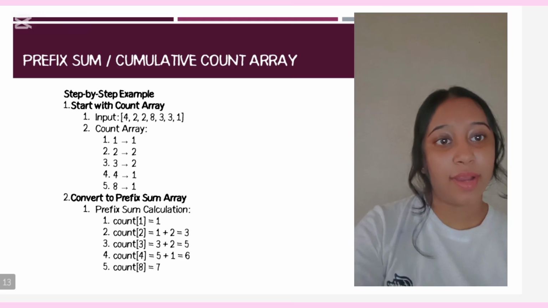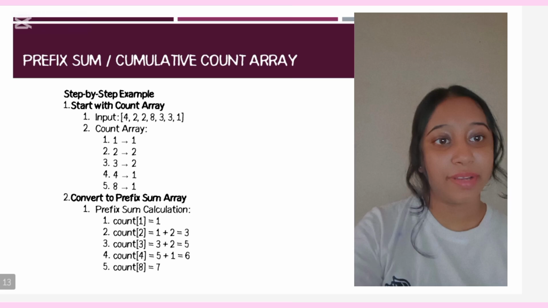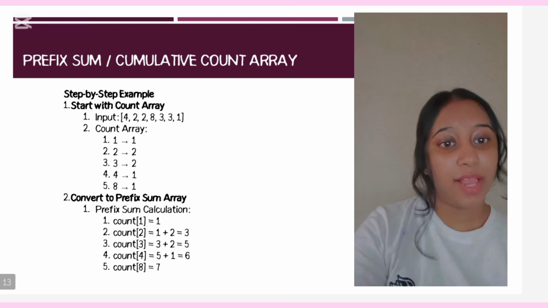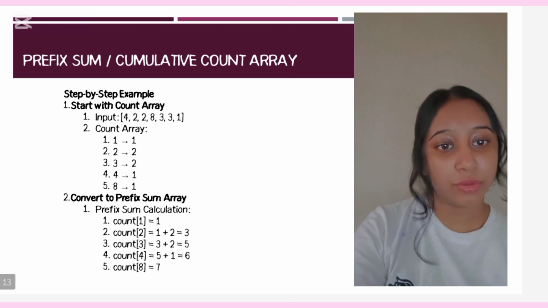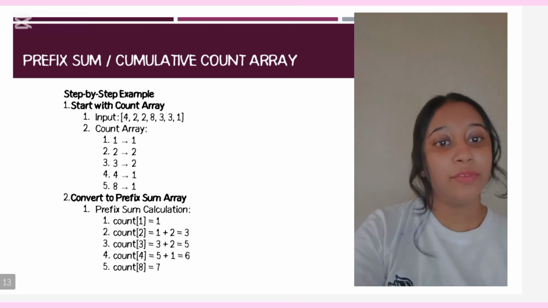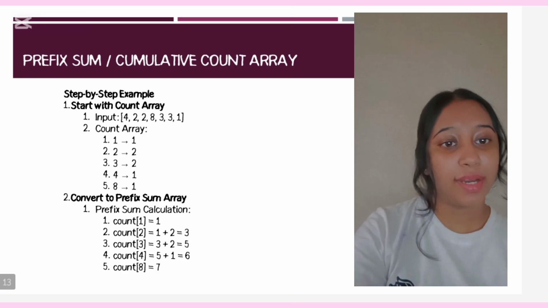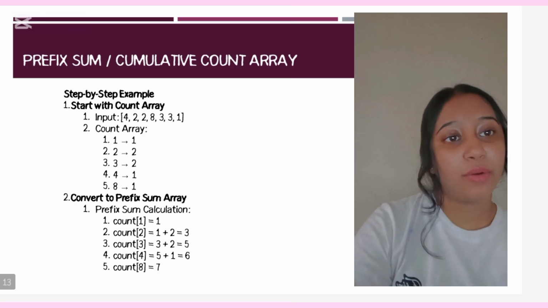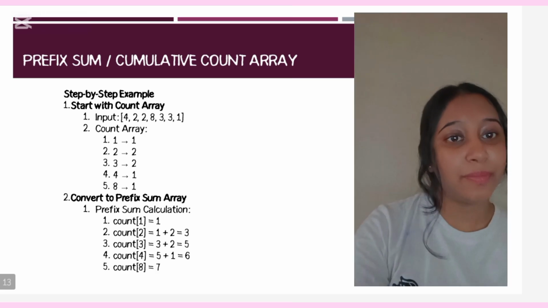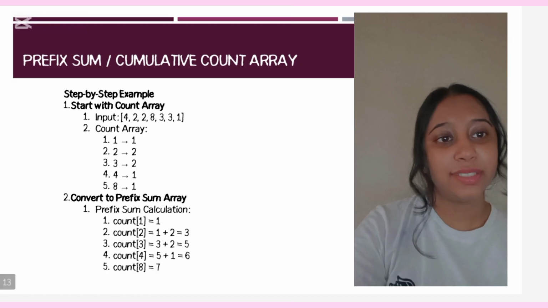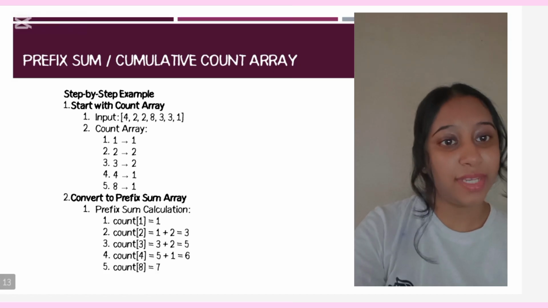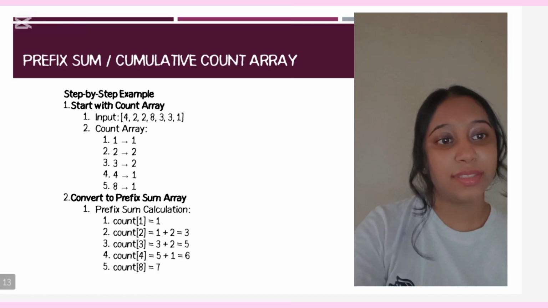Step 1, start with the count array. First create the count array by counting frequency of 4, 2, 2, 8, 3, 3, 1. The index value 1 is 1, 2 is 2, 3 is 2, 4 is 1, and 8 is 1 time. Step 2, convert the count array to a prefix sum array. Now we convert the count array into a prefix sum array. Each element stores the sum of all previous counts including itself.